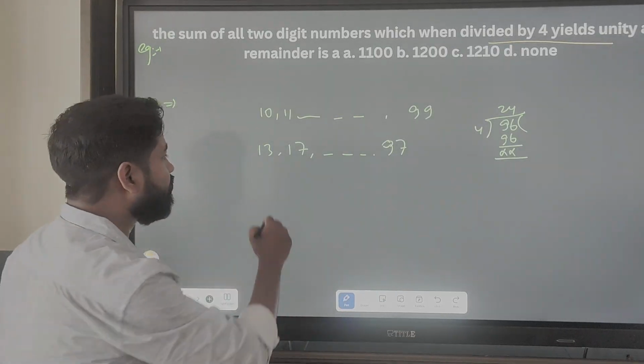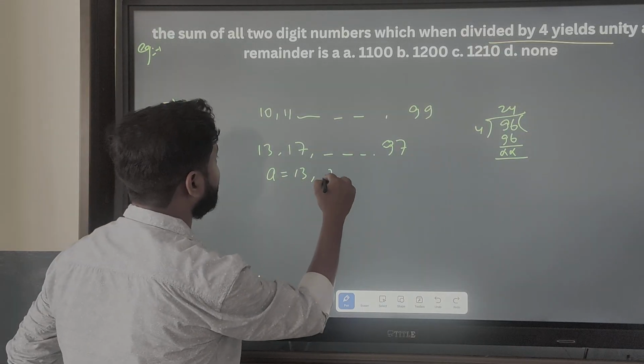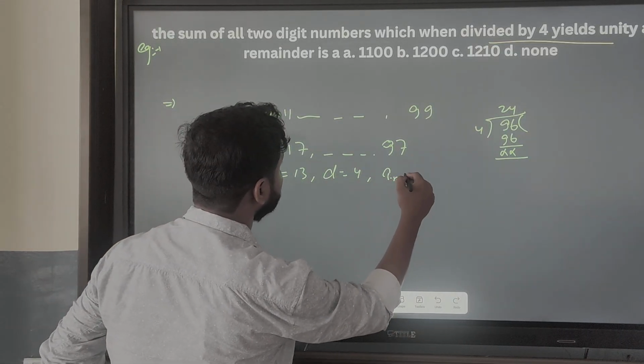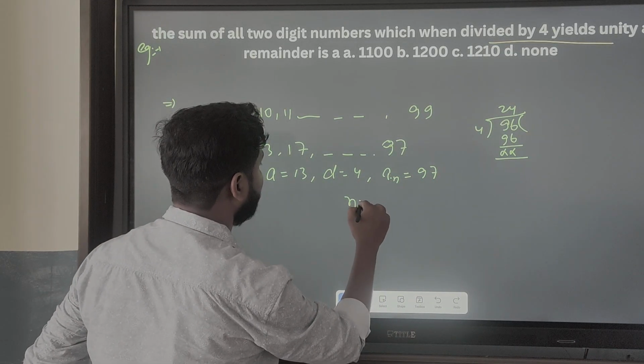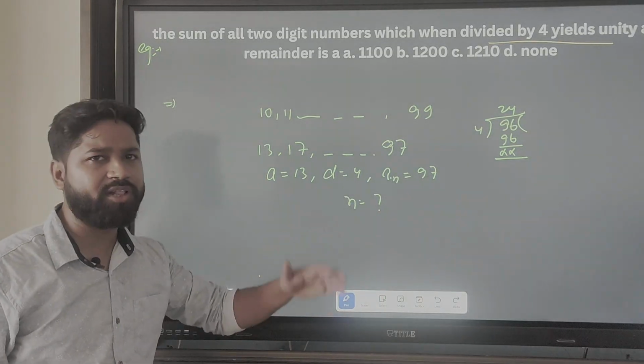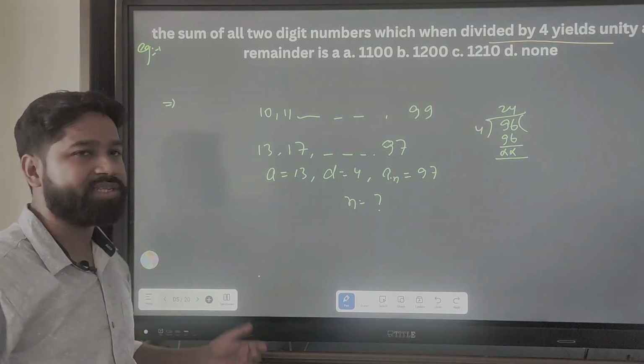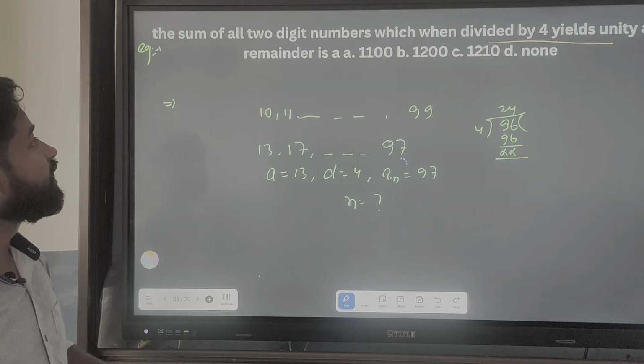Now this question we can solve. It's the same only, right? Sir, A is 13, D is 4, the nth term is 97. We can easily find n. So that was an almost similar question, just the language was changed. Now let's go for the next question.